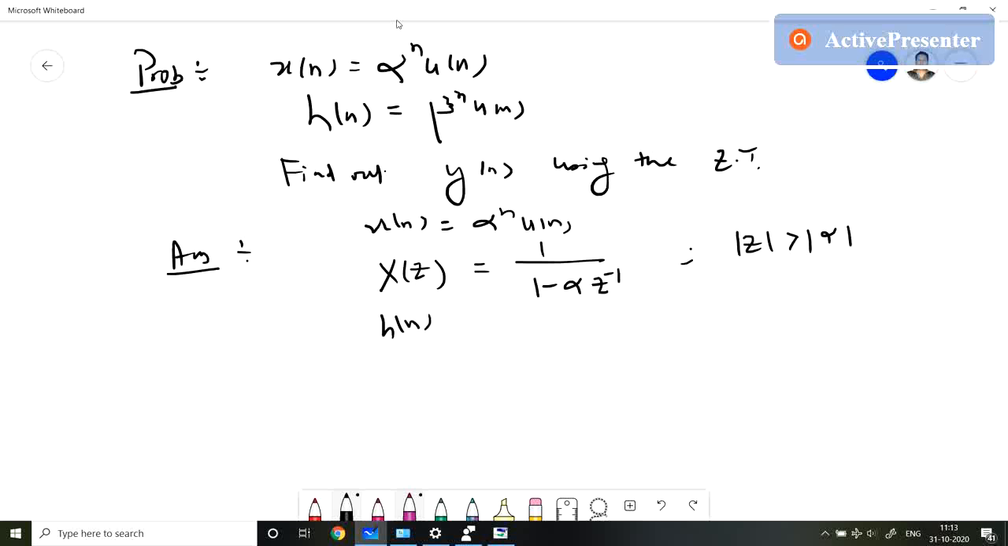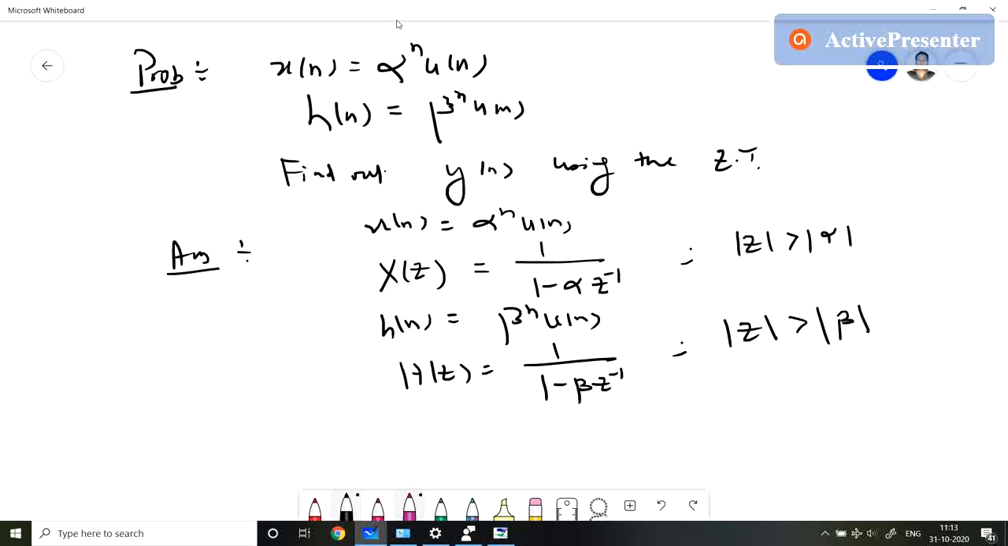Now h[n] is given, that is beta raised to the power n u[n], and H(z) is 1 divided by 1 minus beta z inverse, and the ROC is modulus of z greater than modulus of beta.